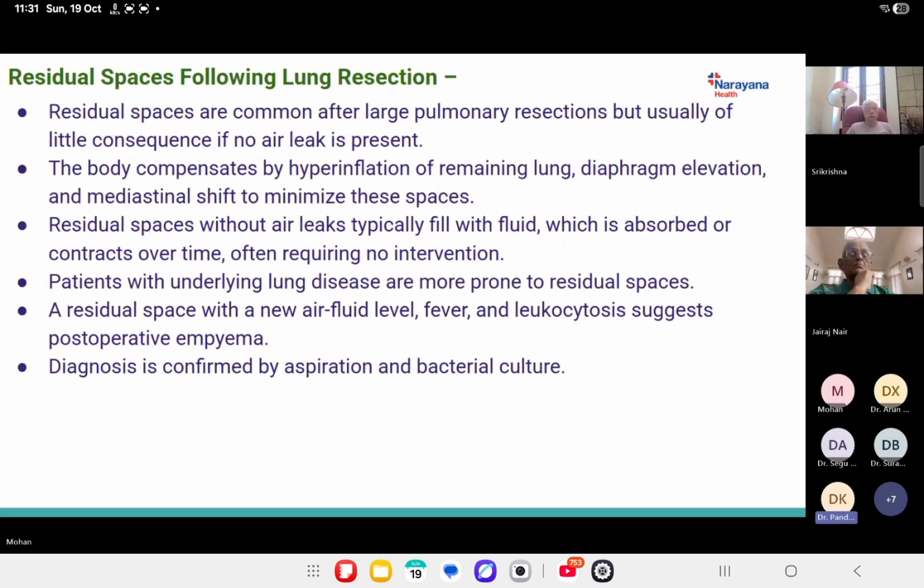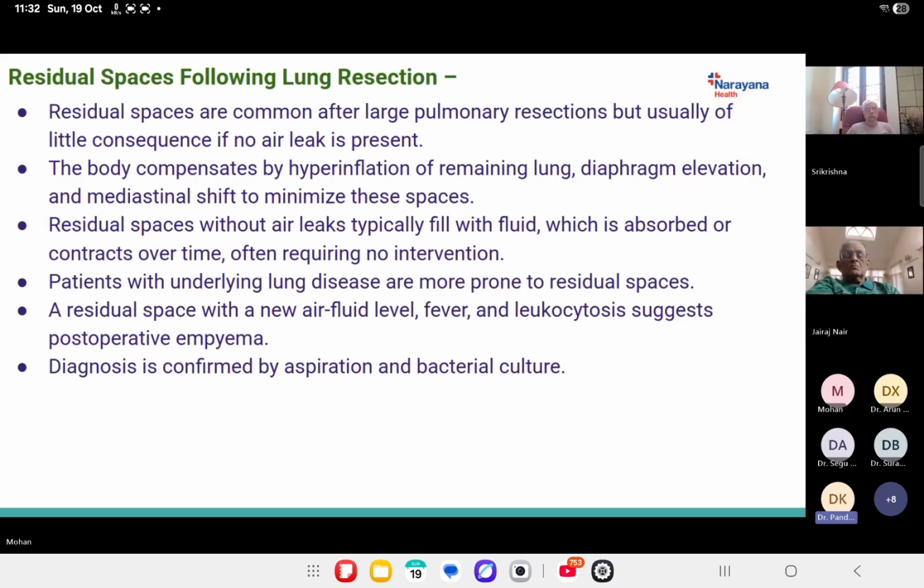So residual spaces following lung resection are common after large pulmonary resections, but usually of little consequence if no air leak is present. The body compensates by hyperinflation of the remaining lung, diaphragm elevation, and mediastinal shift to minimize this space. Residual spaces without air leaks typically fill with fluid, which is absorbed or contracts over time, often requiring no interventions. Patients with underlying lung disease are more prone to residual spaces.